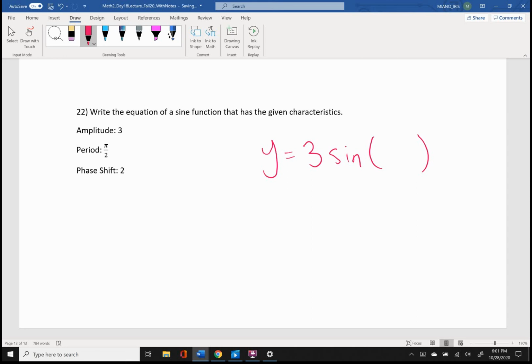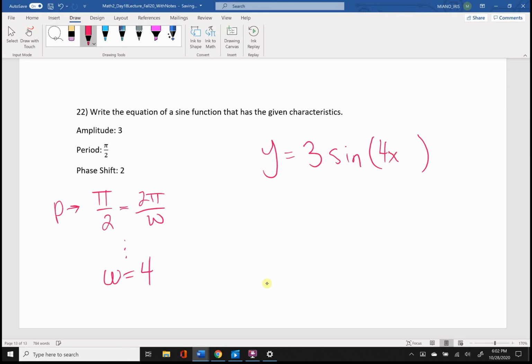So if the period is pi over 2, well, that is equal to 2 pi over omega. So you can do the cross product if you so please, and solve it, and you will find that omega equals, that's supposed to be a W looking thing, a 4 right there. Or you could say to yourself, what does W have to be in order to give it an equivalent value to pi over 2? Well, that would be 4. So that's going to be the multiplier in front of the x, 4x.